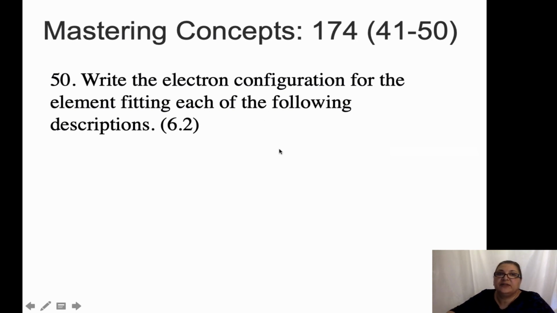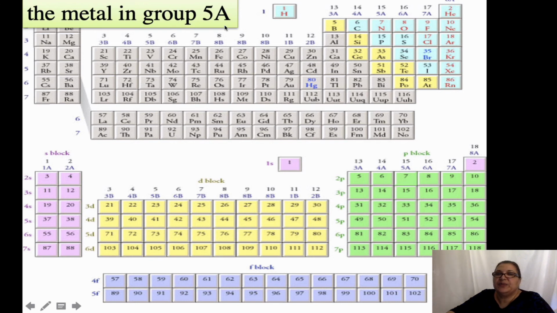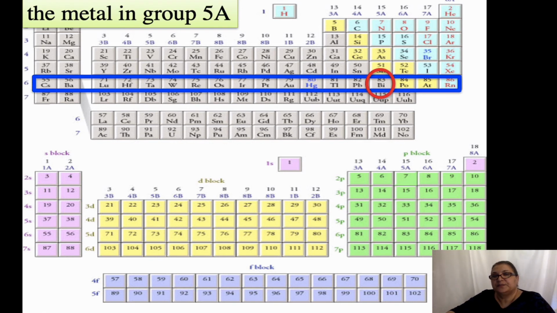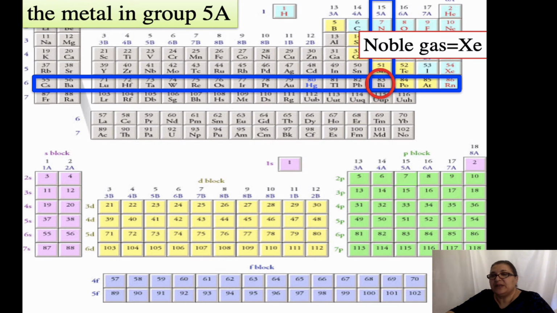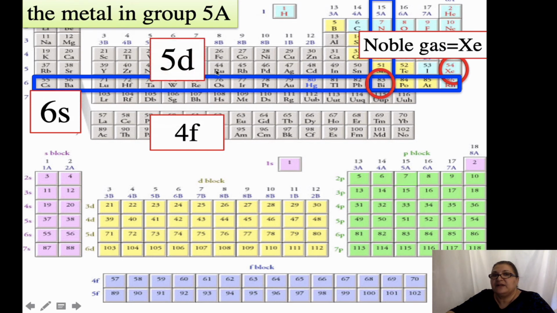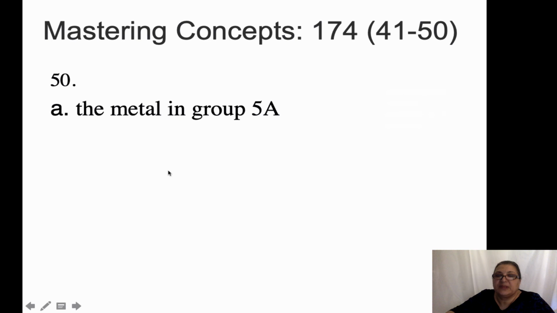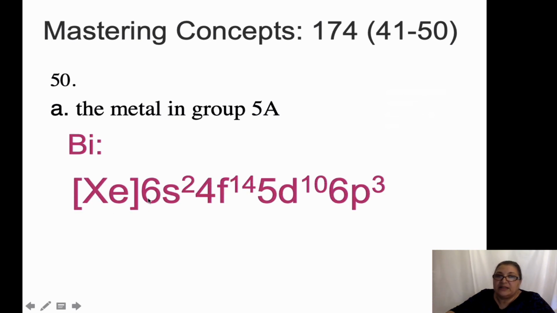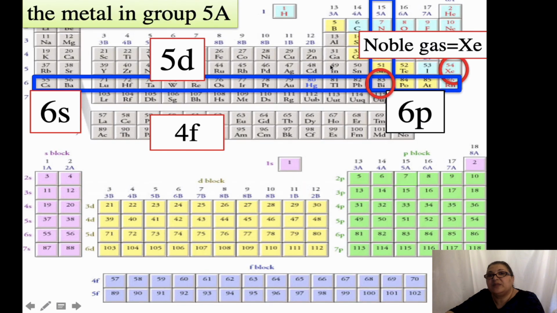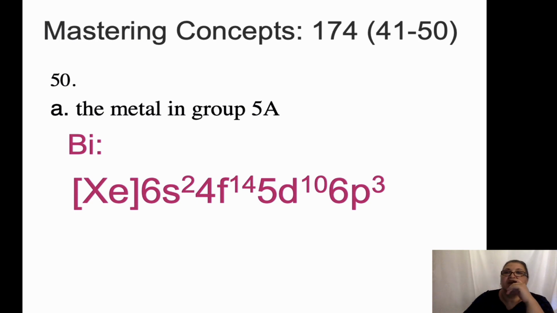Write the electron configuration for the following. A metal in group 5A. So in 5A, bismuth will be the metal. So we go to the noble gas right before it, and that's xenon. So we put xenon in brackets, and then what comes next is 6s, 4f, 5d, and then 6p. So we just add the electrons. The table I gave you is for the maximum number of electrons. So we have xenon, 6s2, 4f14, 5d10, and then we count the number of electrons for p. So 1, 2, 3. That's how we got 6p3. Okay, that's for part A.